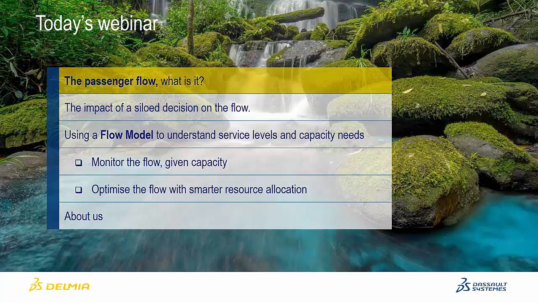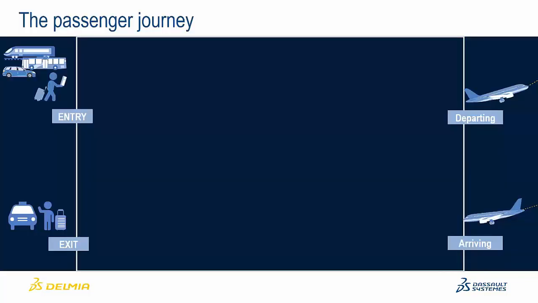So to start with the passenger flow, what is our definition of a passenger flow? When we look at this picture, it's a schematic of an airport where people will enter the terminal building and they will leave at some point the terminal building again. And in between those two points is the passenger journey. So there are different journeys that we distinguish.